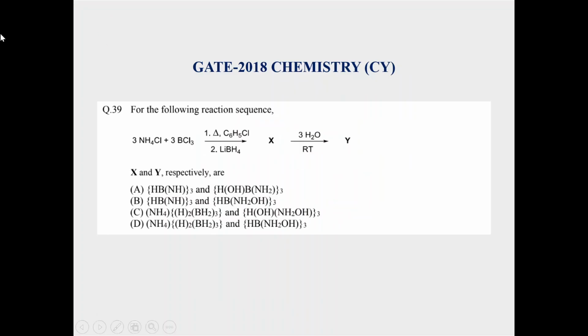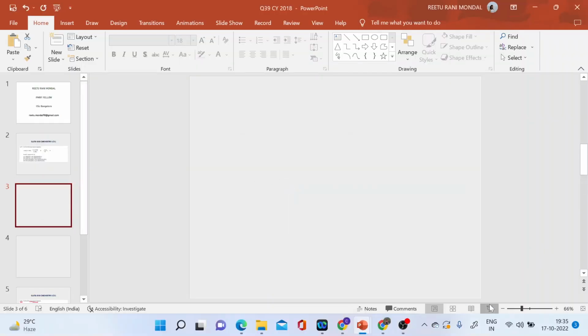The next question is question number 39 from the 2018 paper. For the following reaction sequence, they have asked what X and Y are. Here 3NH4Cl is reacting with 3BCl3, boron trichloride, first with heat and C6H5Cl. This C6H5Cl is a chlorinating agent.